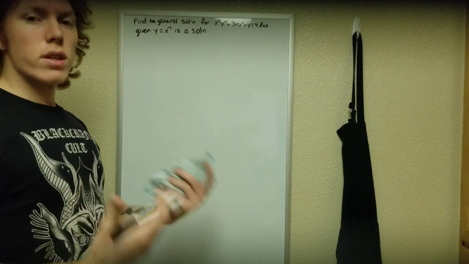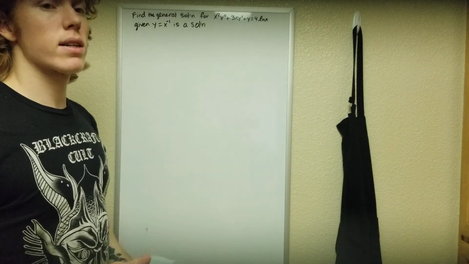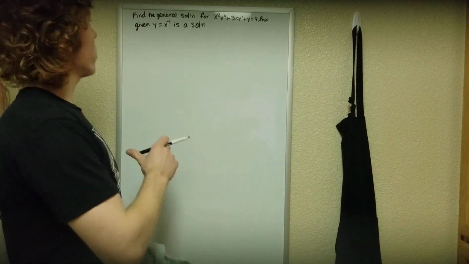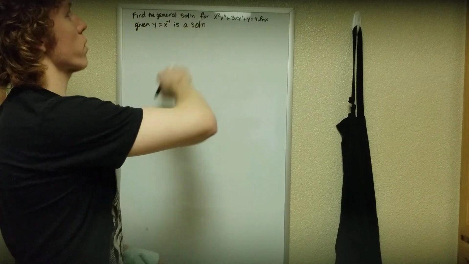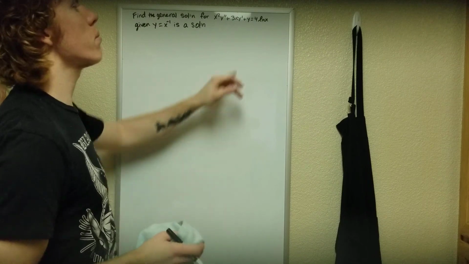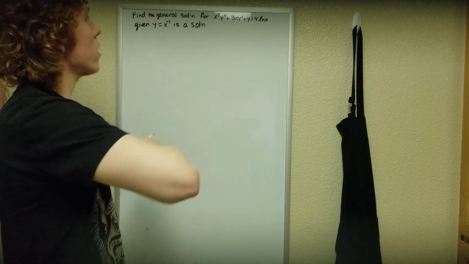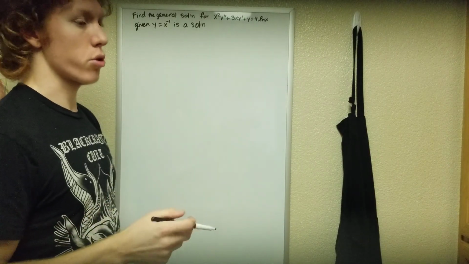All right, so for this week's problem of the week, I decided to do number one on the PDF Professor Pattingale assigned to us. And number one asks us to find the general solution for the differential equation x squared y double prime plus 3xy prime plus y equals 4 ln of x, given y equaling x to the negative 1 as a solution.